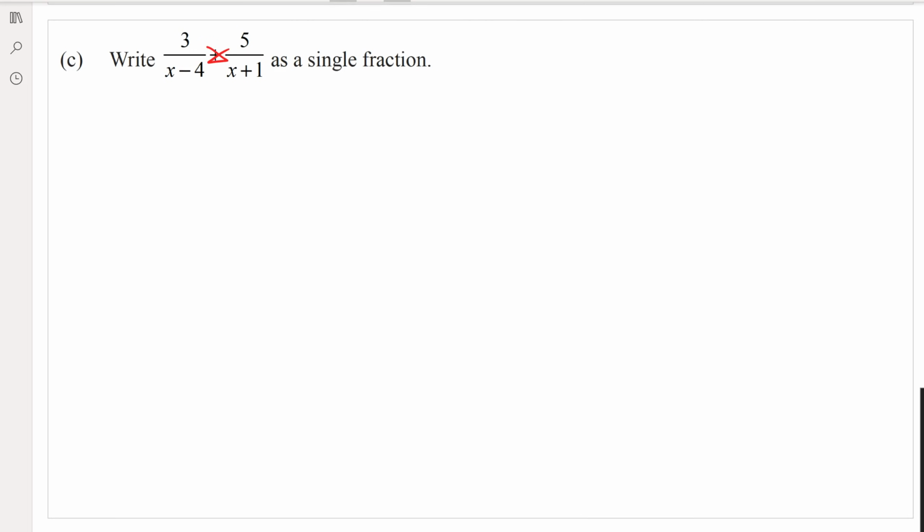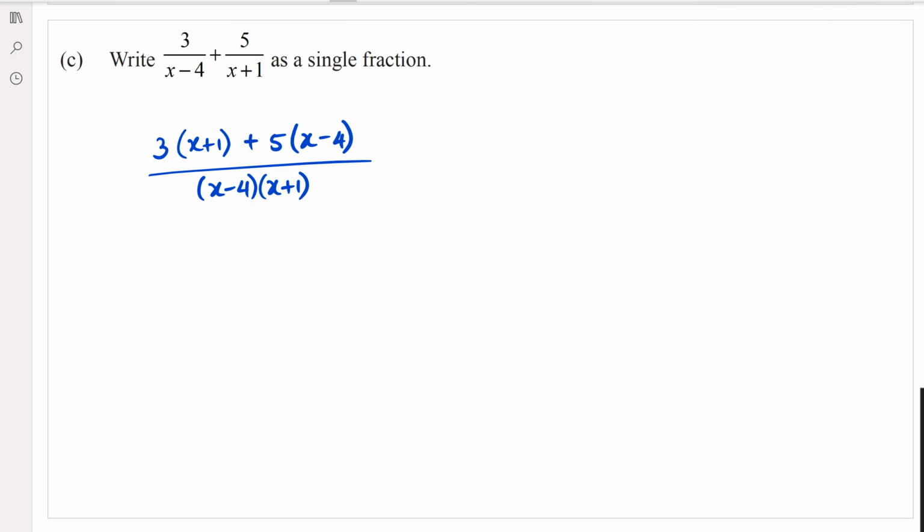So that basically means I've got 3 multiplied by x plus 1, plus 5 multiplied by x minus 4, and of course the whole thing is divided by x minus 4 times x plus 1. This is not going to be enough, but we do have to expand and simplify things here as well.